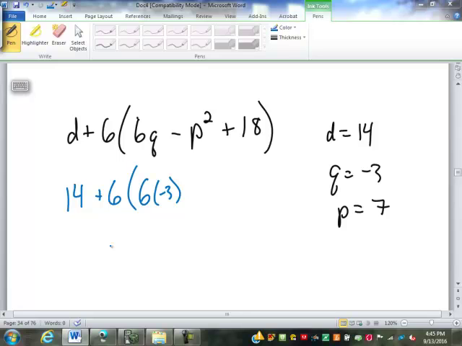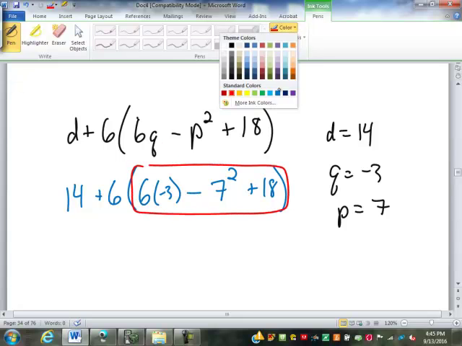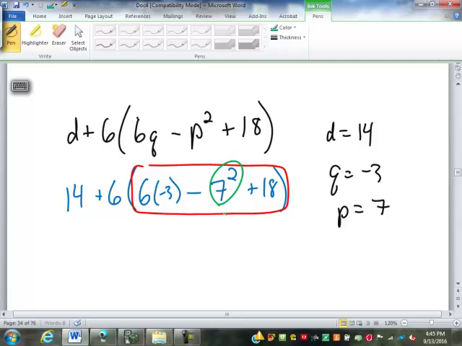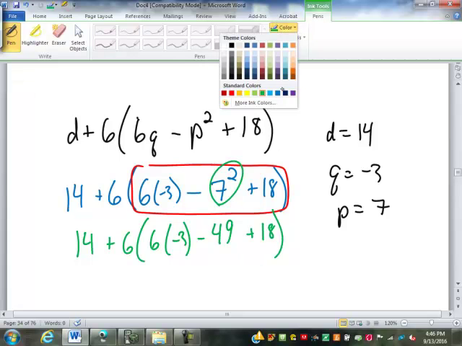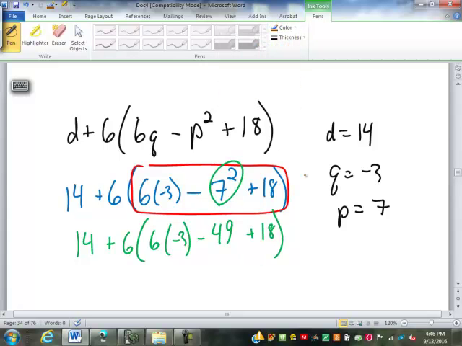I'm putting in parentheses so I don't confuse it as 6 minus 3. Minus p is 7 squared. Notice no parentheses there because it's the 7 that's squared, not the minus. Plus 18. So now I work inside my parentheses first. What happens first in there? Exponent. 7 squared is 49. It is still a minus 49 even though it was squared, because remember that was a minus, not a negative, so the square doesn't affect it.